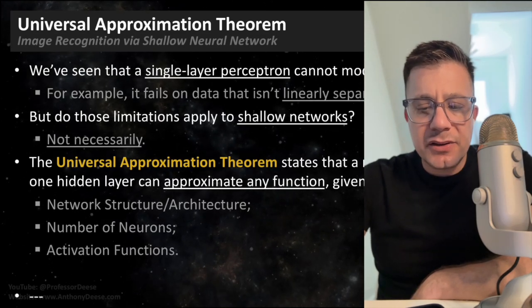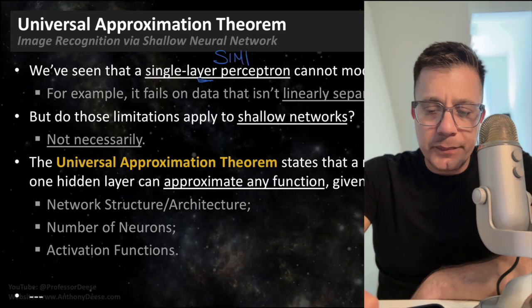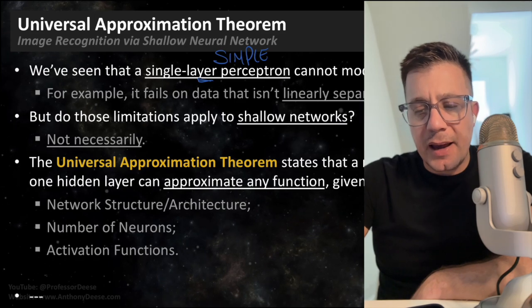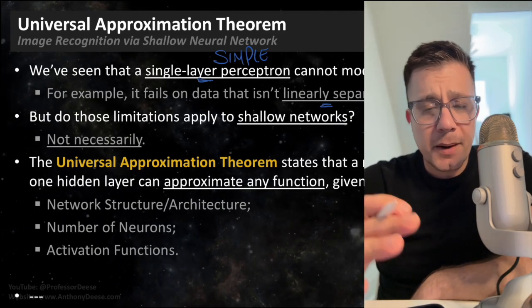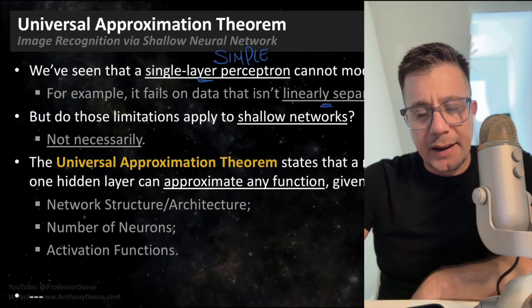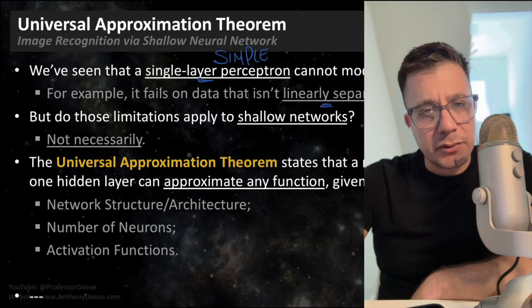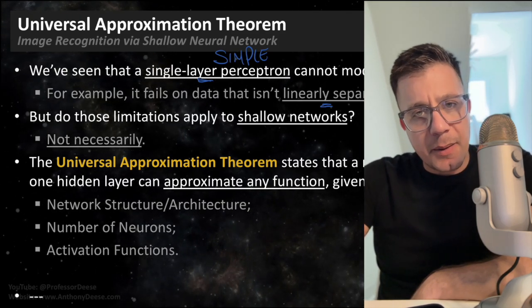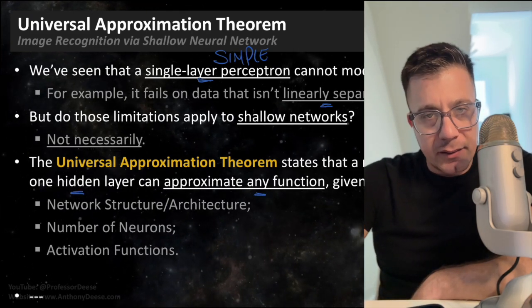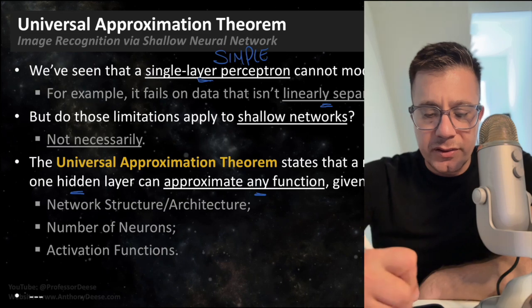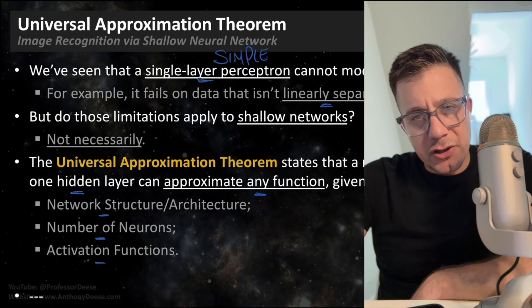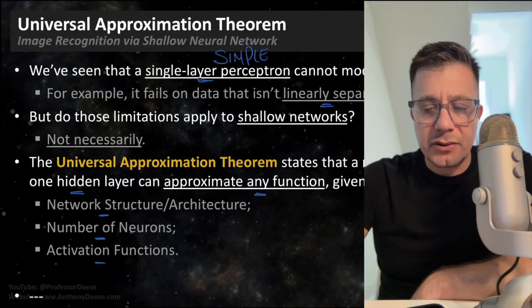So again, we have seen that a single layer or a simple perceptron cannot model certain functions. For example, it fails on behaviors that are not linearly separable. But do those limitations apply to shallow neural networks, to the case where we have at least one hidden layer? And the answer is not necessarily. So the universal approximation theorem, check out the link in the top right-hand corner, states that a neural network with just one hidden layer can approximate any function, given appropriate or sufficient network structure and architecture, a sufficient number of neurons, and appropriate activation functions. Generally, this means both linear and nonlinear types.